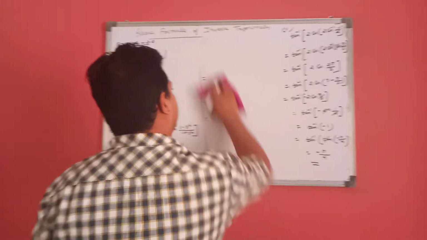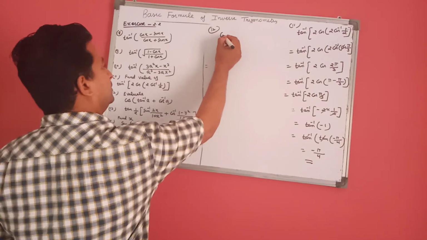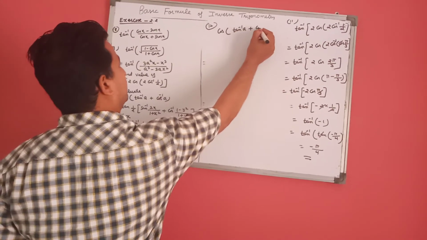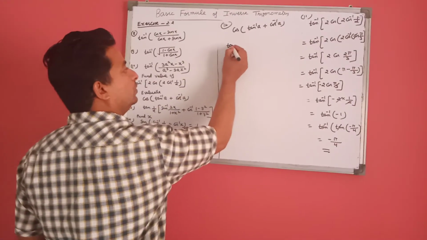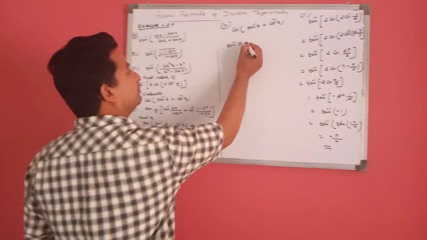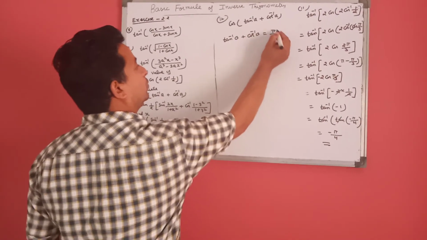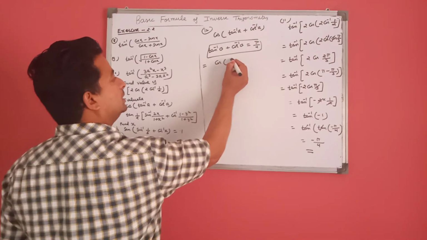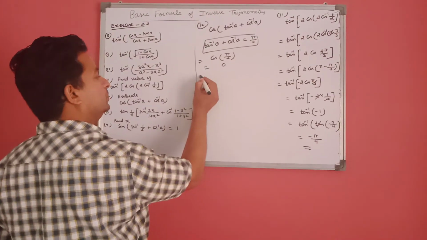In question number 12, the statement is evaluate cos of tan inverse A plus cot inverse A. As we know, tan inverse theta plus cot inverse theta is equal to pi upon 2. So this becomes cos pi upon 2. Cos pi upon 2 is 0.